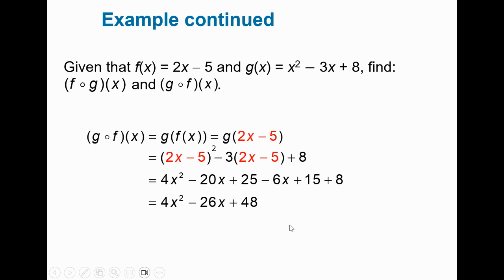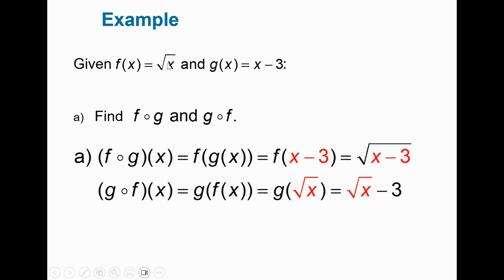Simplifying, combining like terms. Given f of x is radical x and g of x is x minus 3, find f composite g and g composite f. f composite g of x is f of g of x. Wherever I see x in the f function, I'm going to substitute that x with the g of x function. There's my f function. Where do I see x? Right here. I'm going to substitute in place of x. I'm going to be putting in x minus 3, which is going to give me the square root of x minus 3.